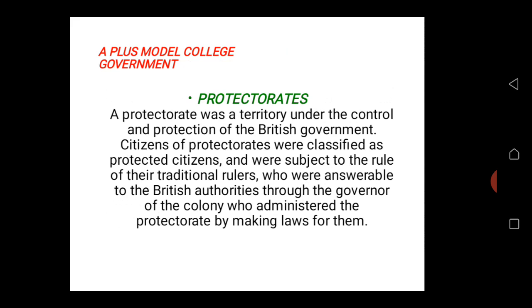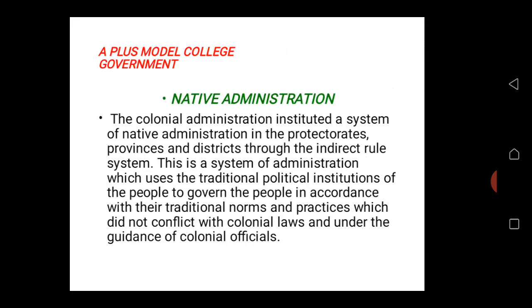As protected citizens, they were subject to the rule of their traditional rulers, who were answerable to the British authorities through the governor of the colony, who administered the protectorate by making the laws for them. Let's look at the native administration now. The colonial administration instituted a system of native administration in the protectorate provinces and districts through the indirect rule system.